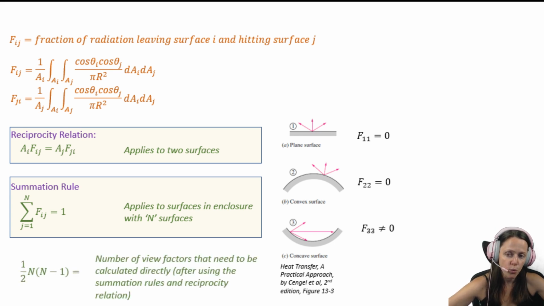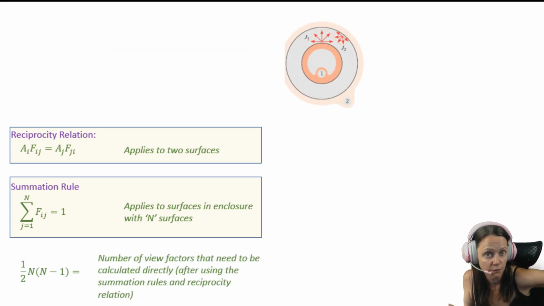And between those two rules, we'll find that it's necessary to evaluate only 1/2 n times n minus 1 view factors. So if an enclosure has 6 surfaces, we'll find that we have to have 36 view factors because each of those 6 surfaces has a view factor onto the other 5 surfaces, and then there's one where you account for the emission onto itself, and that gives us 6 times 6 view factors altogether. But we only have to really calculate 15 of those directly.